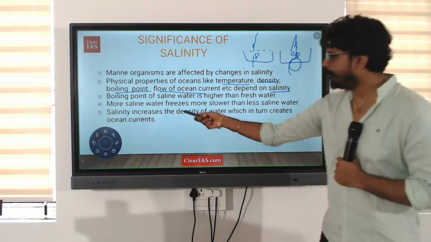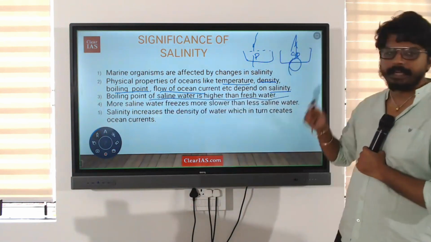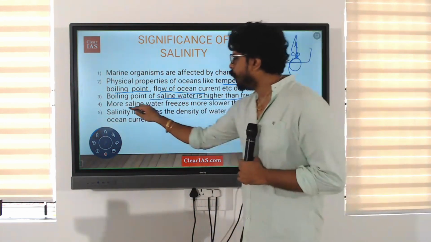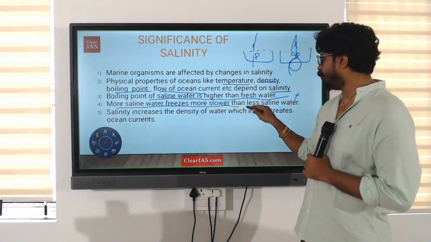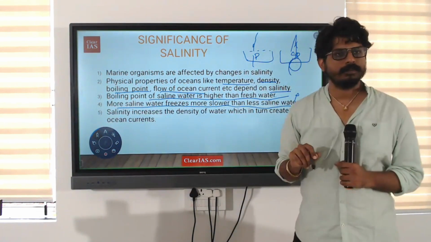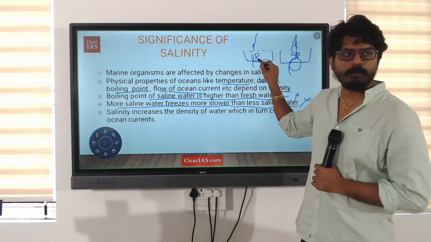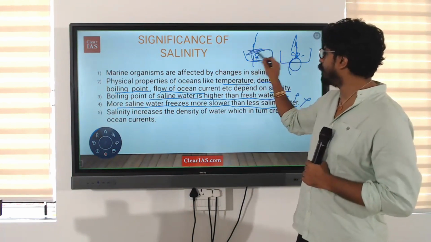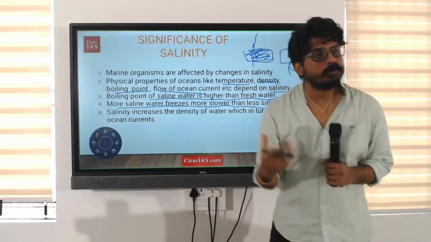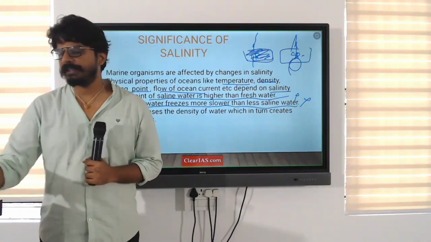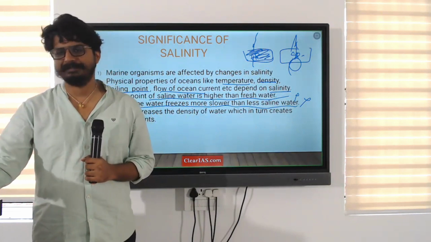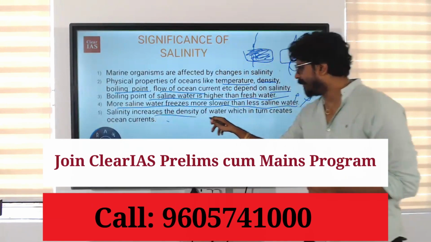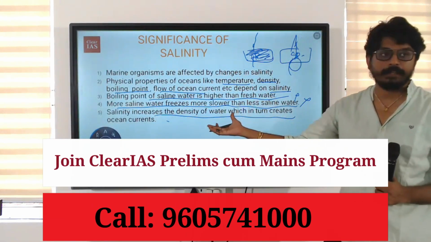Next point. Boiling point of saline water is higher than that of fresh water. Okay? This statement has been asked. More saline water freezes more slowly than less saline water. If you take two bowls, one pure water, one saline water, and put that in the freezer and keep checking, the pure water will freeze faster. Saline water will take more time to freeze. So do this experiment today, right? So that you'll remember it every day. The salinity increases the density of water, which in turn creates ocean current.